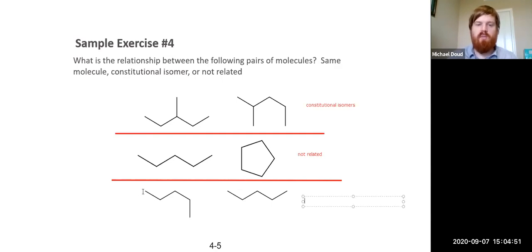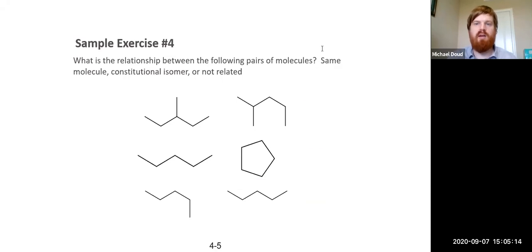Lastly, looking here, 1, 2, 3, 4, 5, that's a pentane. 1, 2, 3, 4, 5, that's a pentane. They both have the same name. They're both the same molecule. These are the same molecule. So go ahead, make sure you ask any questions that you have down below about this type of problem here. This is something that you're going to want to be able to do relatively quickly as the semester goes on.